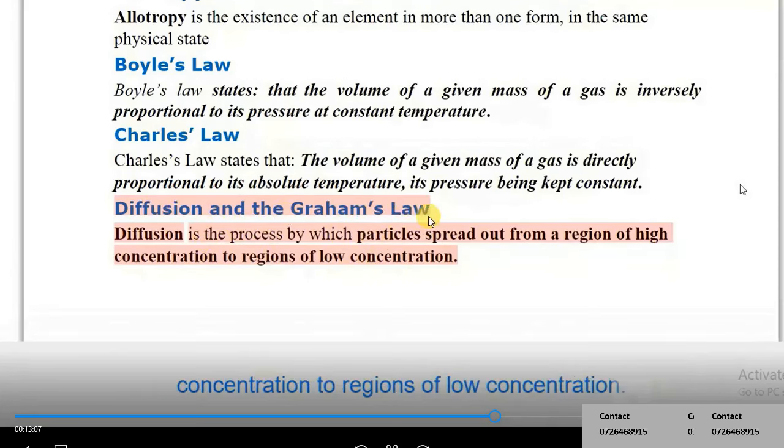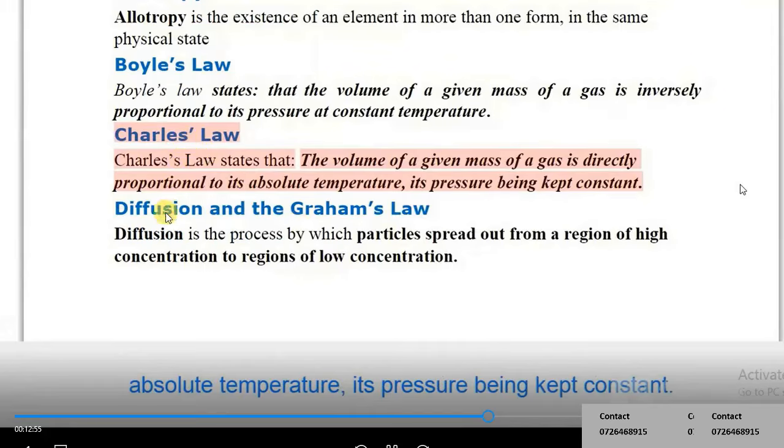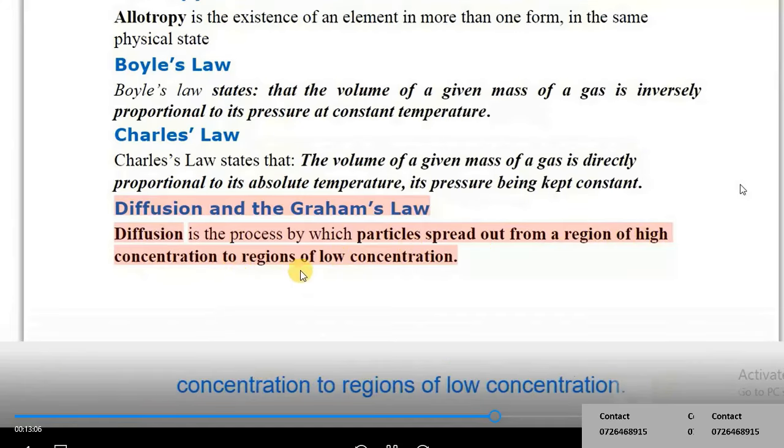That is Graham's law, which says that diffusion is the process by which, now we are defining diffusion first, particles spread out from a region of high concentration to a region of low concentration.